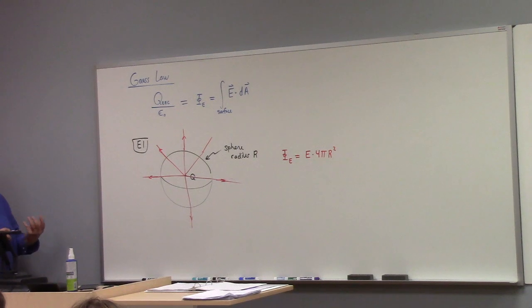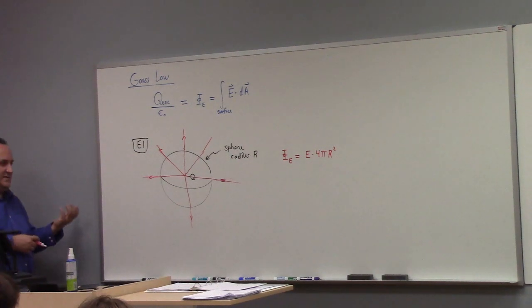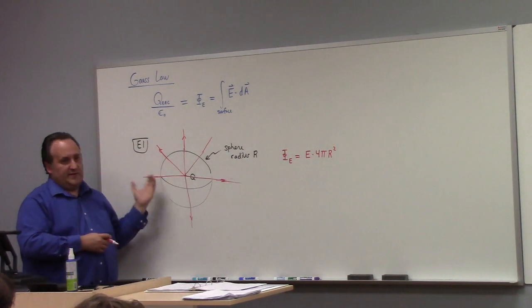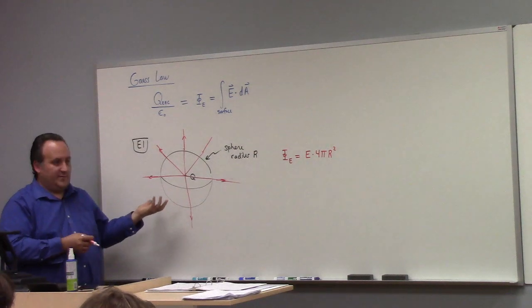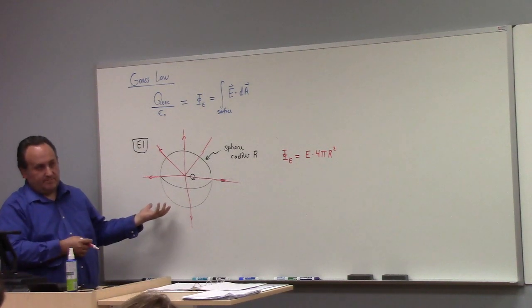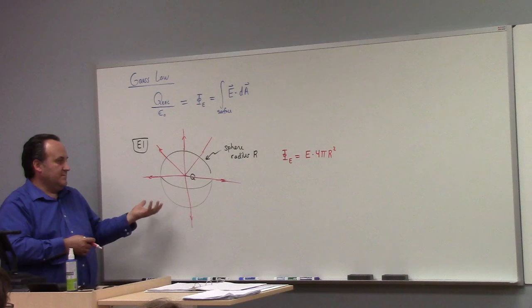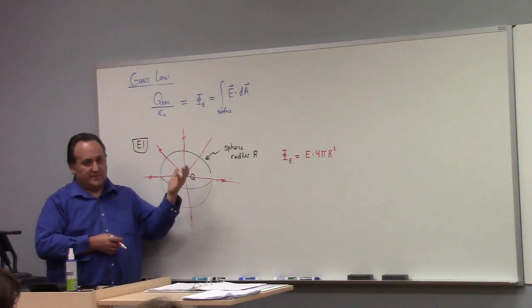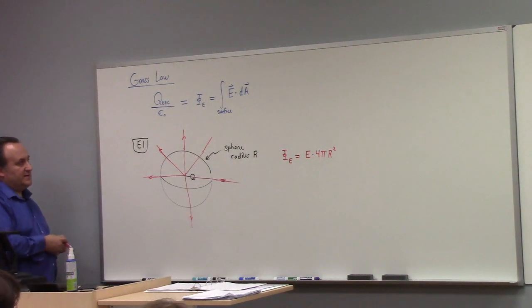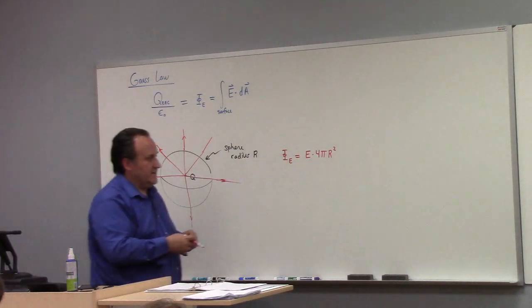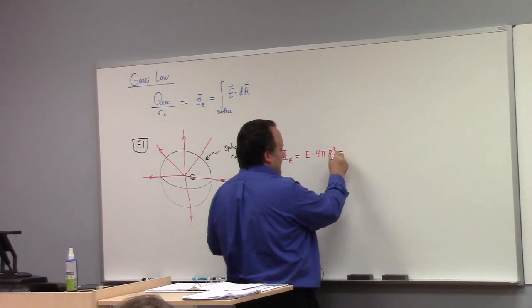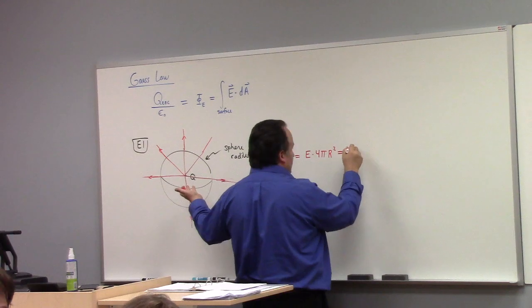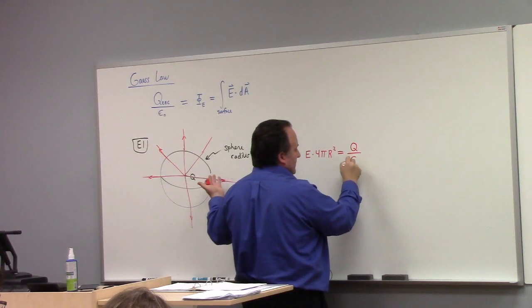I'm saying that the flux can be calculated by symmetry, because there's nothing that distinguishes any point on the sphere. Therefore, the field must have the same magnitude everywhere. So the electric field's magnitude times the surface area should be equal to the flux. But then Gauss's law says it's equal to the charge enclosed divided by epsilon naught. What is the charge enclosed? Well, the charge enclosed here is just Q.